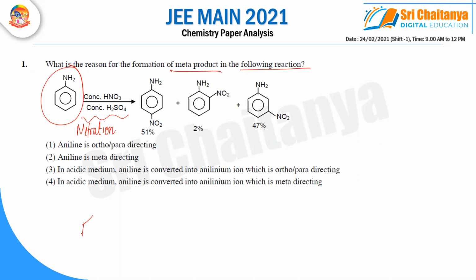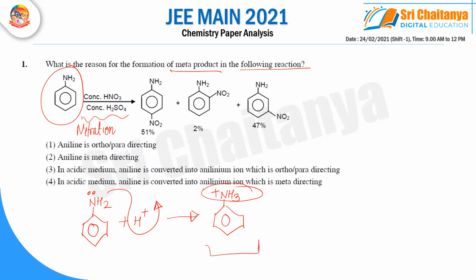Reason is that in presence of H plus, the lone pair sitting at the top of the nitrogen atom gets protonated, and as a result, we have an anilinium ion. This is the fellow. Now, this particular group, which is attached to the ring, is highly deactivating, and therefore we are having a meta product in a significant amount. So the most appropriate answer seems number 4.